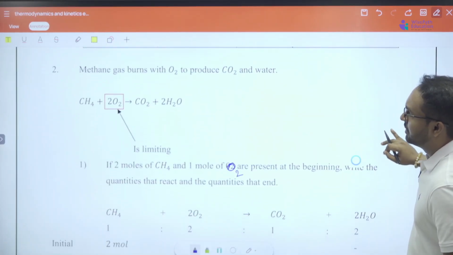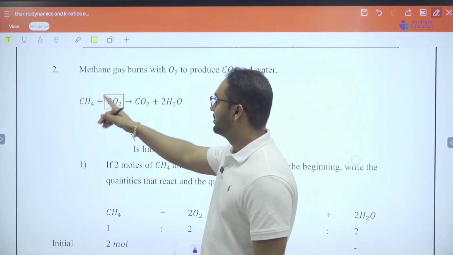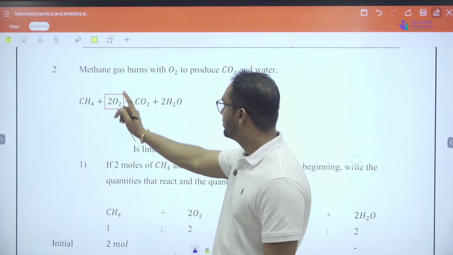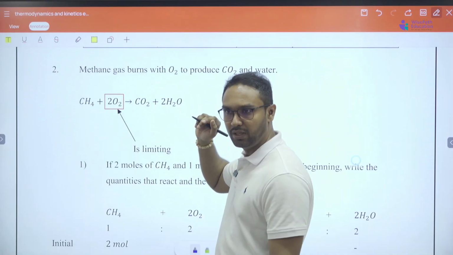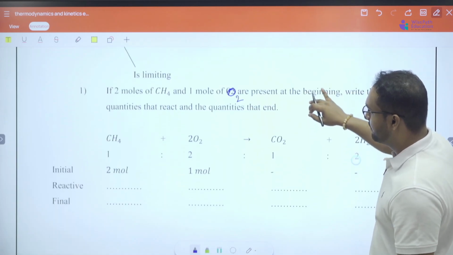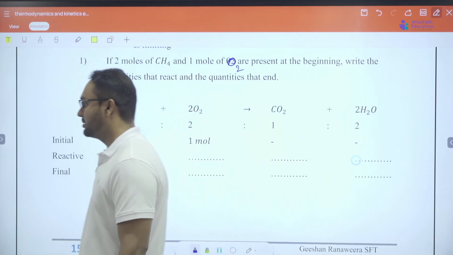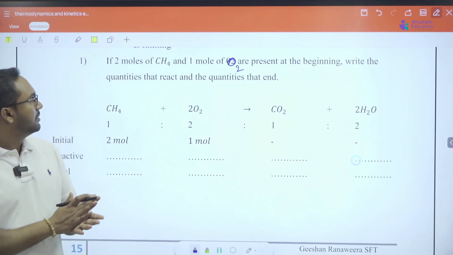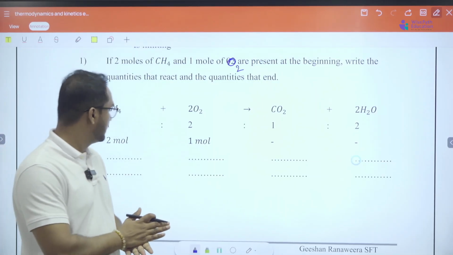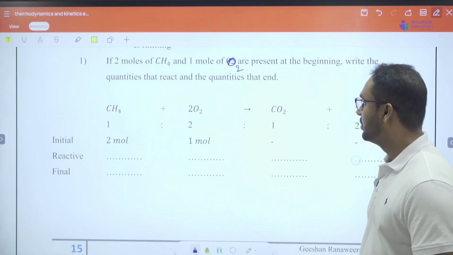So methane gas burns with O2 to produce carbon dioxide and water, and this is the reaction: CH4 reacting with oxygen to produce carbon dioxide plus water, and the stoichiometric ratio is 1 to 2 to 1 to 2, right? So shall we write down the values that are reacting and the amounts of products that are produced? So at the start there is 1 mole of O2 and 2 moles of CH4.